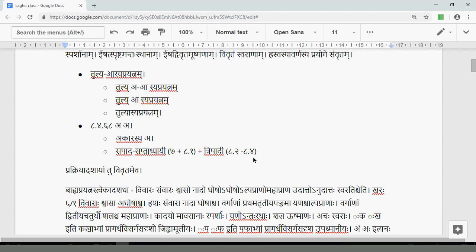And what is khar? Kha pha, cha ta tha, cha ta ta, ka pa, sha sha sa, ra. By these sutras, that is what you get. All these will have bahya prayatna of vivaraha, shvasaha, aghoshascha.